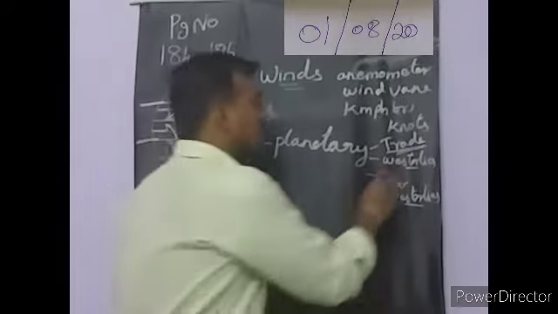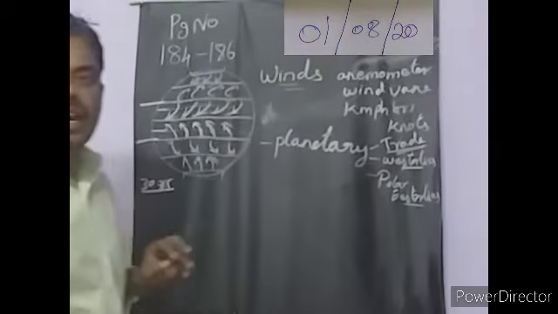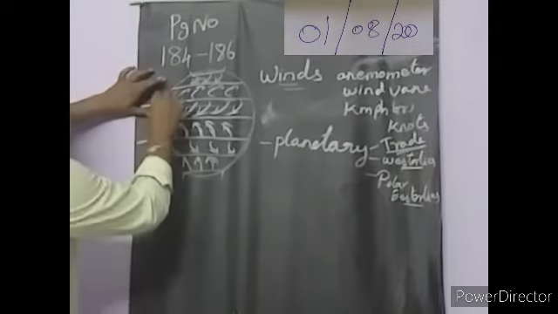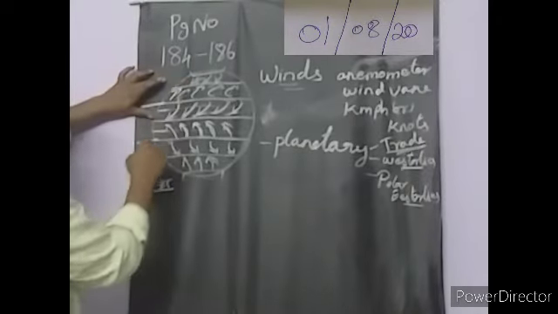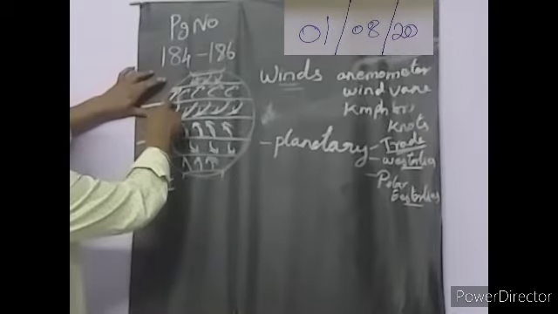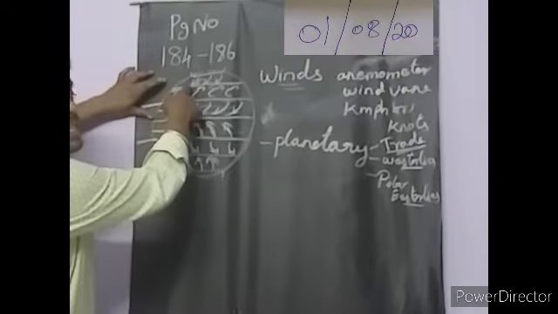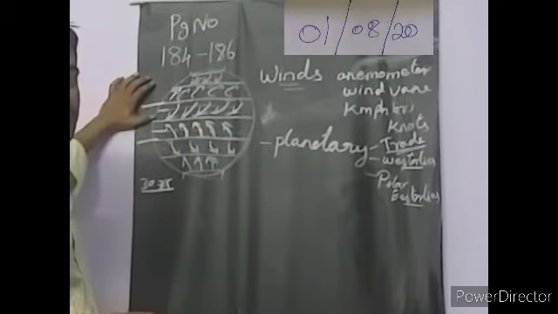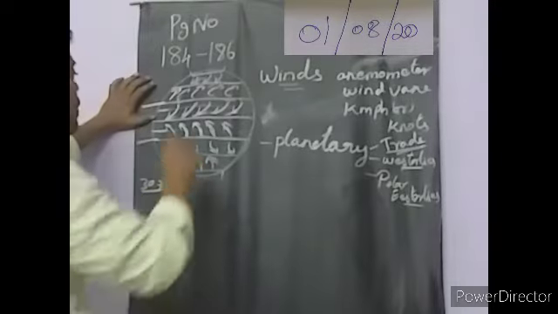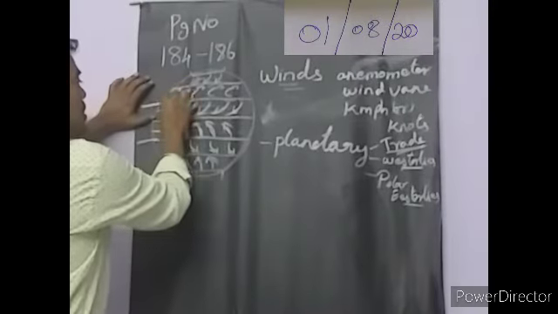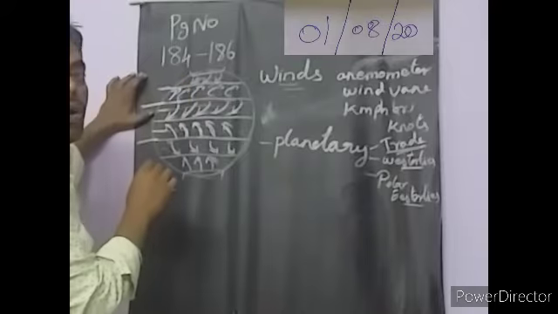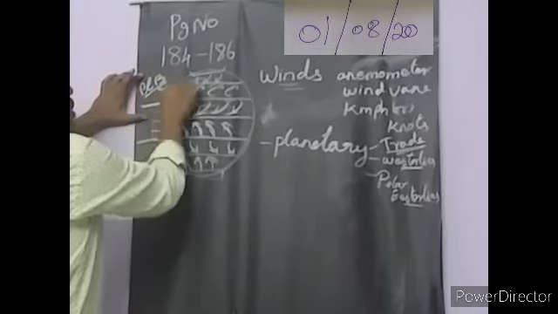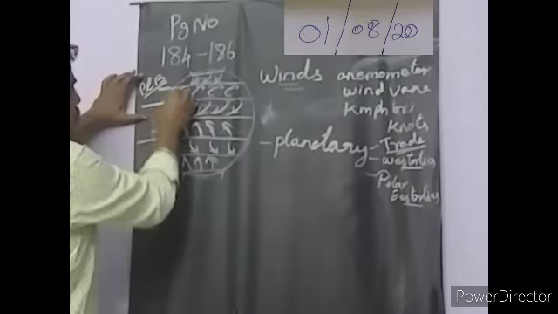Next one, westerlies. From the western side, the wind blows. If you see, it blows towards here, from the subtropical high pressure belt to the polar low pressure belt. It travels from the subtropical high pressure belt towards the polar low pressure belt, so it is moving in this direction.